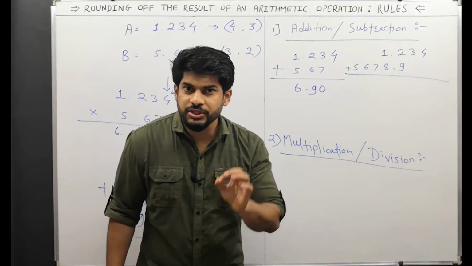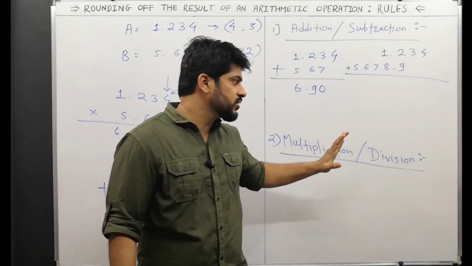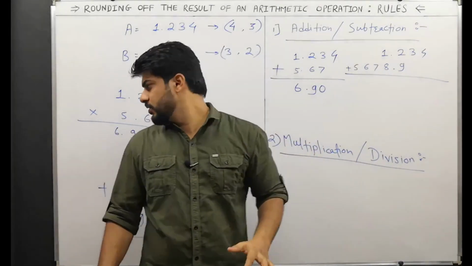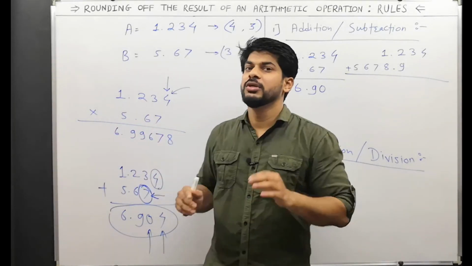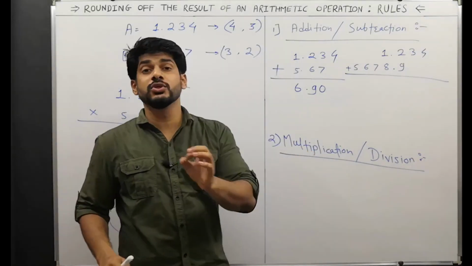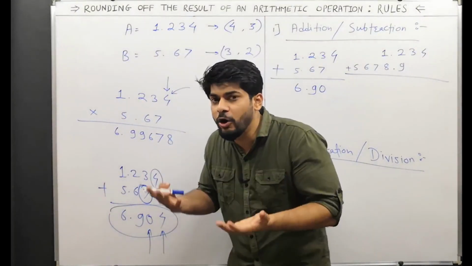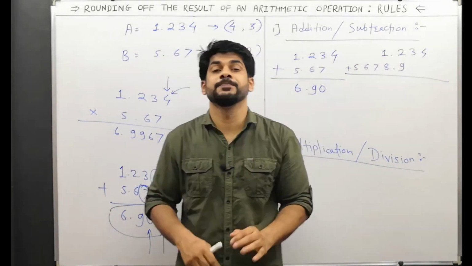Now we will see the rule for multiplication or division. The rule is common for both of them. Just now we talked about multiplication, but we did not talk about the rule. So let's see what the rule is exactly, and how many significant figures must be retained.